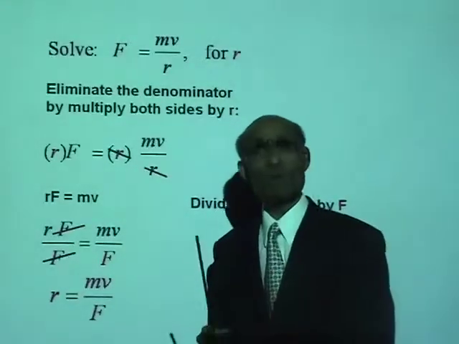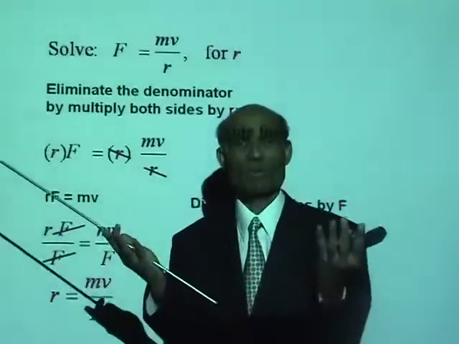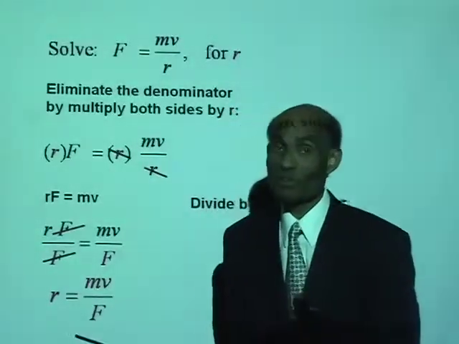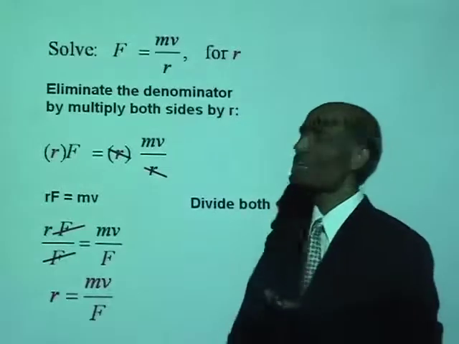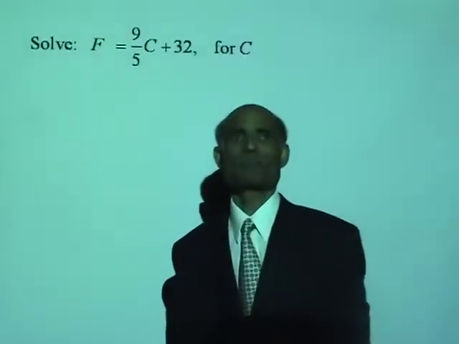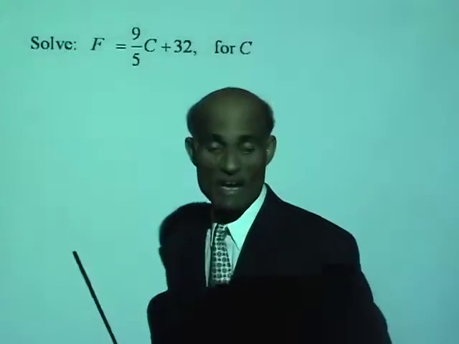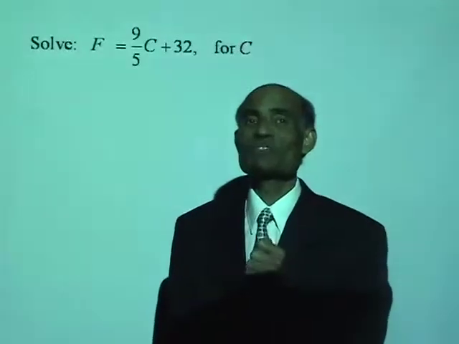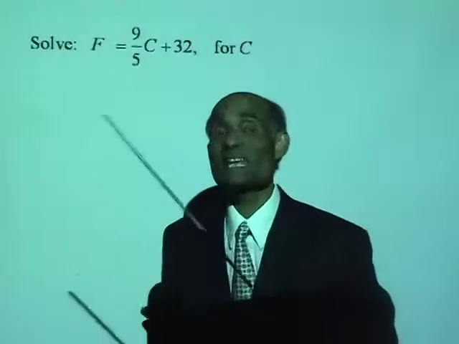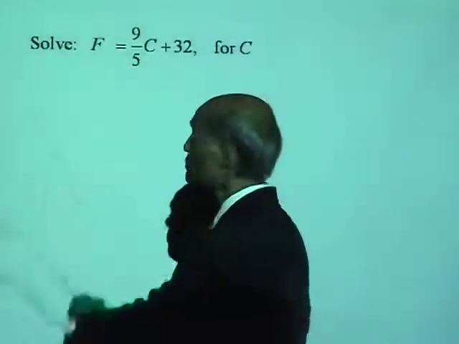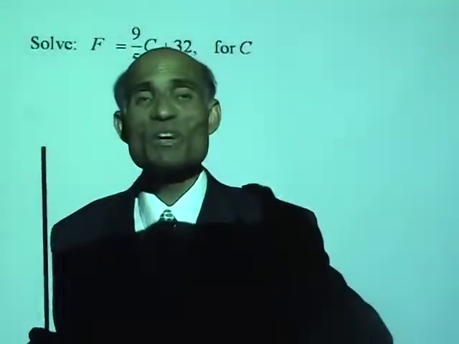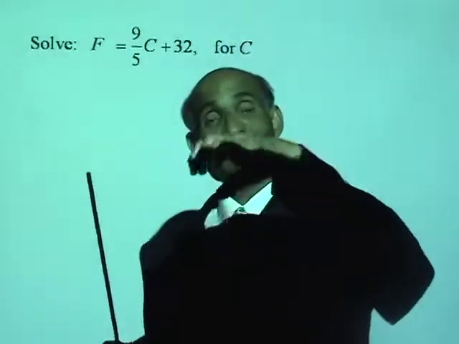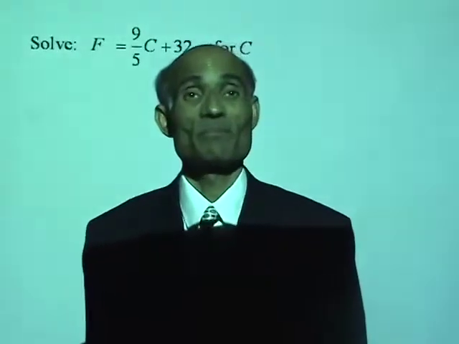Okay, so solving formula is actually very simple. It is much simpler than anything that we did so far, but it is very important. Okay, so practice a number of these on your own. Let's do another one. Solve f equal to 9 over 5c plus 32 for c. Now actually this is the formula that can be used to convert temperature from Fahrenheit to Celsius or from Celsius to Fahrenheit. A good formula.